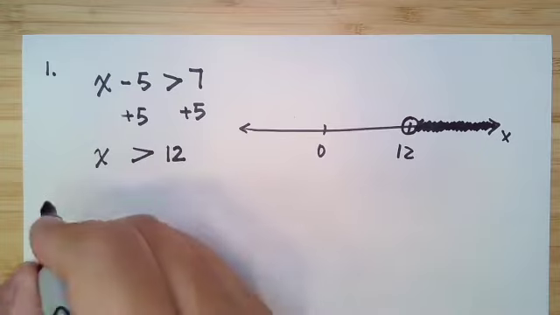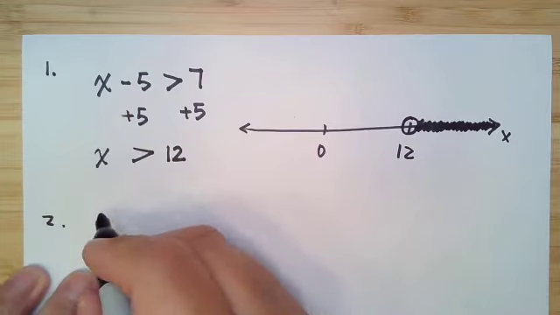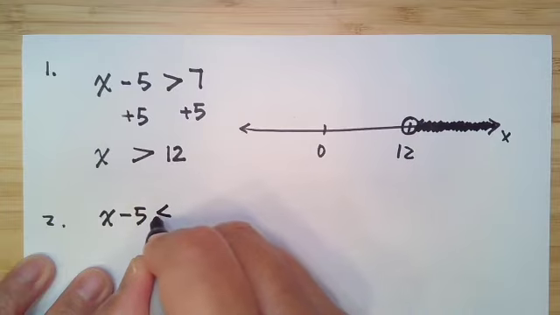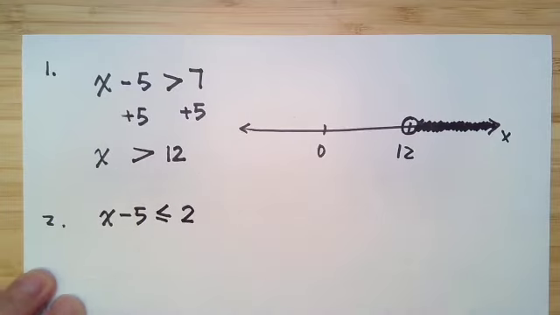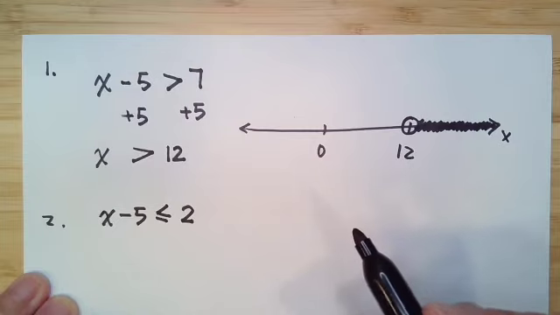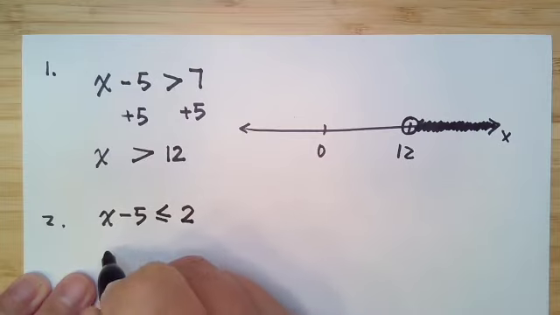So what about this? Number 2. x minus 5 is less than or equal to 2. We use a similar rule. We add or subtract an amount to both sides, and we still have that inequality. So we add 5.